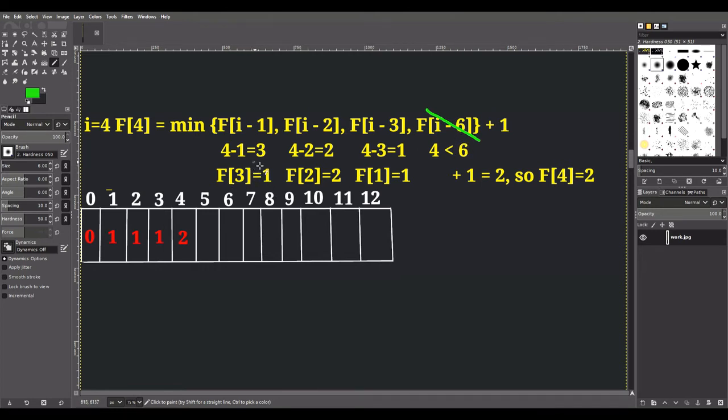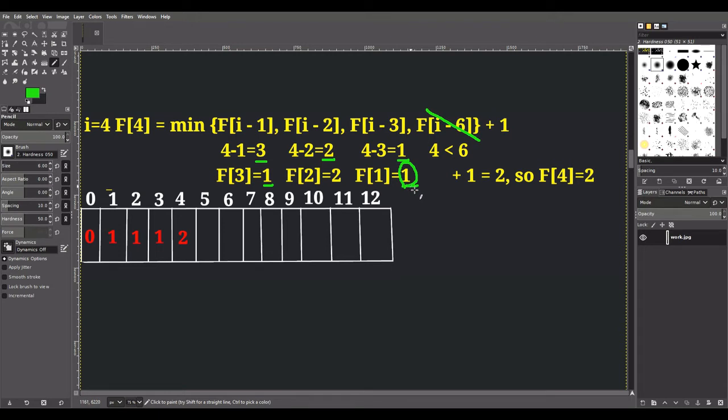So what's at f of 3? f of 3 contains 1. What's at 2? f of 2 contains 2. What's at 1? f of 1 contains 1. Now comparing these, we've got this one and this one, they're both the smallest, but it doesn't matter. We just need the smallest value, not which index it's sitting at. So for the sake of clarity, I'll choose the one at the end.